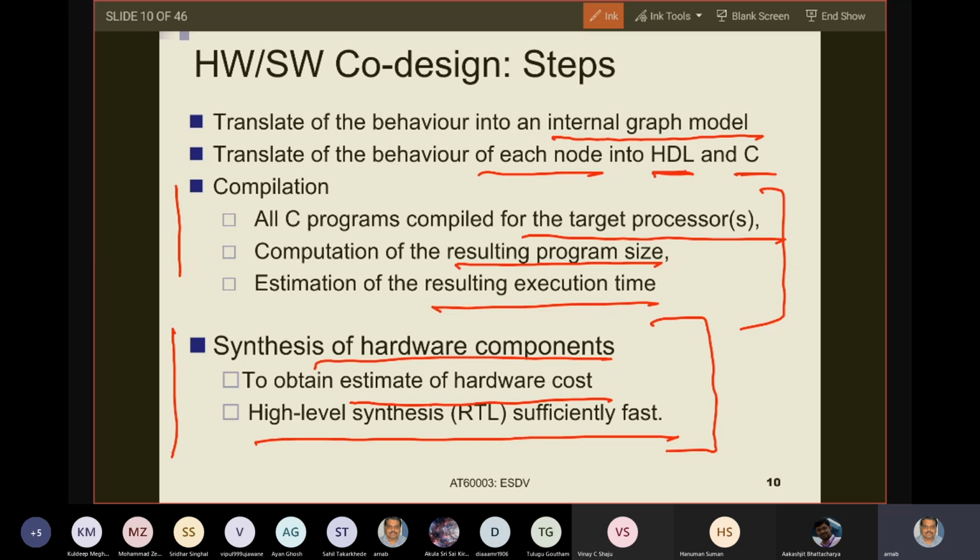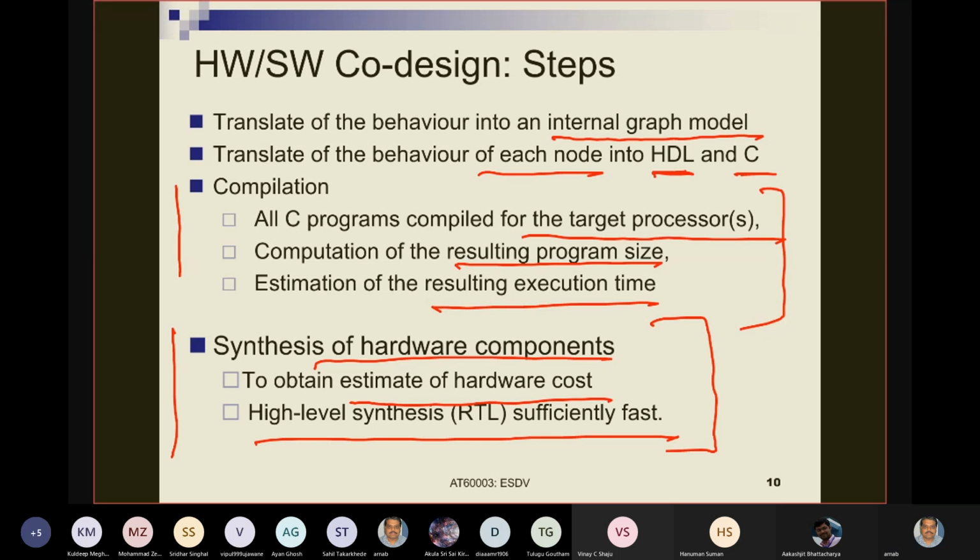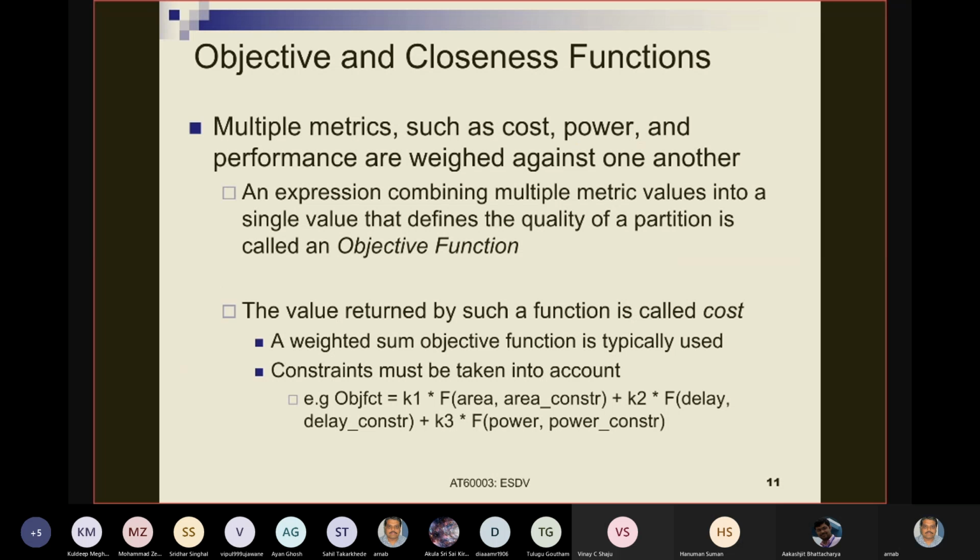You will partition in hardware or software. You just need a fairly good estimate. So now, given this hardware cost and the software cost for each task node, through this compilation process and the synthesis process, you have obtained the hardware cost and the software cost of each task node.